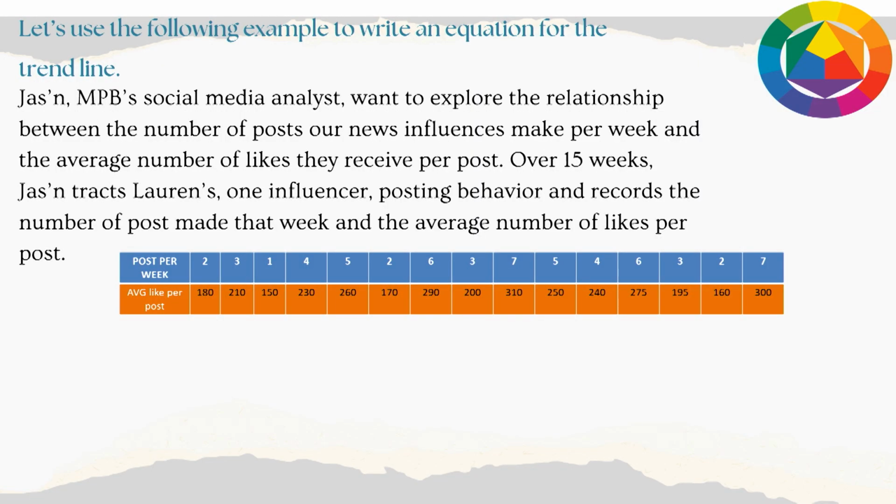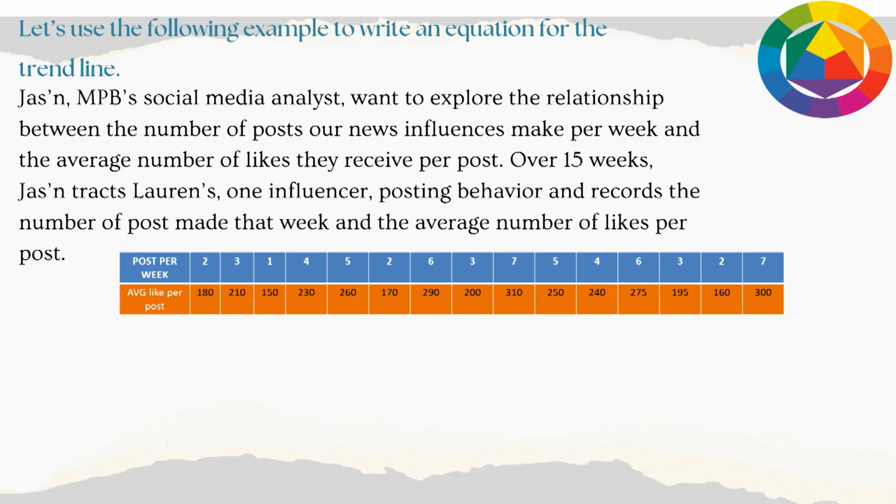Let's follow the following example to write an equation for our trend line. Jason, MPB social media analyst, wants to explain the relationship between the number of posts our news influencers make per week and the average number of likes they receive per post. Over 15 weeks, Jason tracks Lauren's, one of our influencers, posting behavior and records the number of posts made that week and the average number of likes per post. So we've made a table, posts per week and average likes per post. We want to make sure that we understand how we're reading these tables.